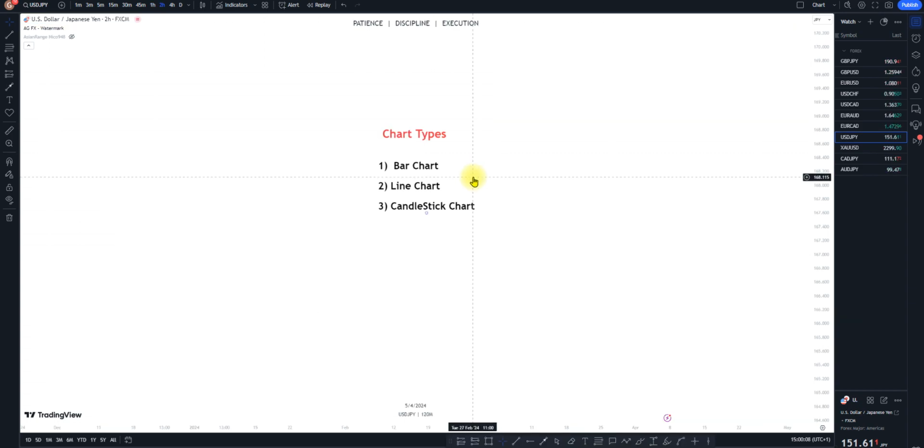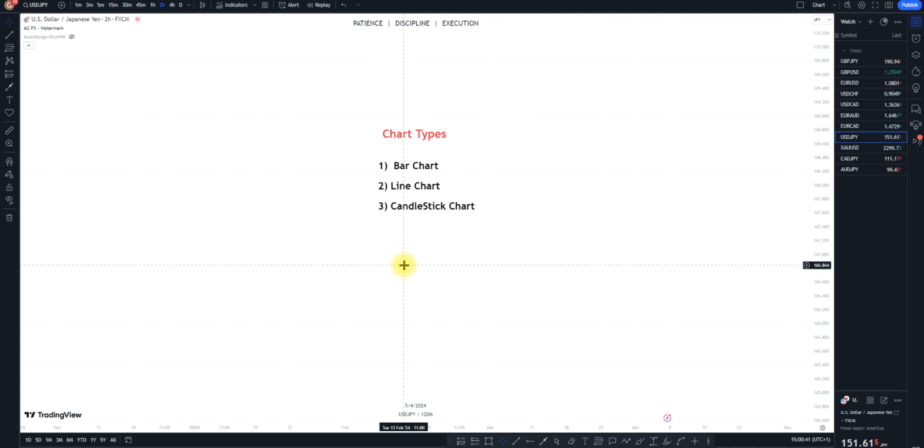We'll move to the next chart type, which is a line chart. A line chart also conveys the same price information, just like what we are seeing on a bar chart, but it is the least favorite among all the chart types. This is the least used. You hardly see people using a line chart, and even if they do, they have a specific purpose for which they use it. And what is that purpose?